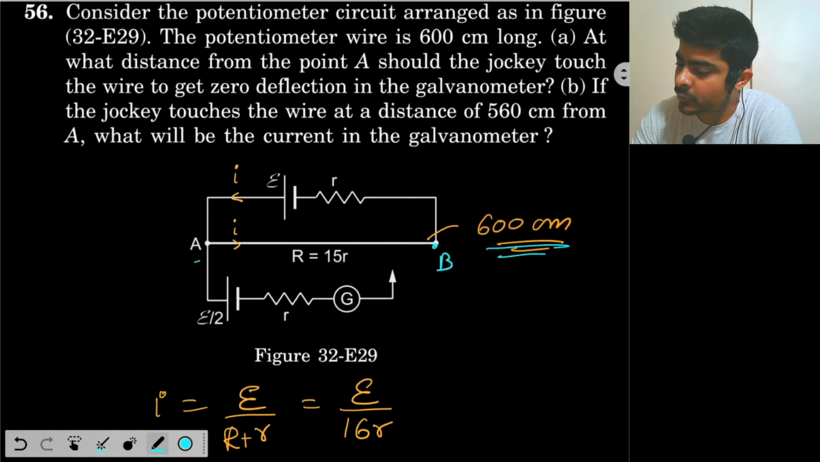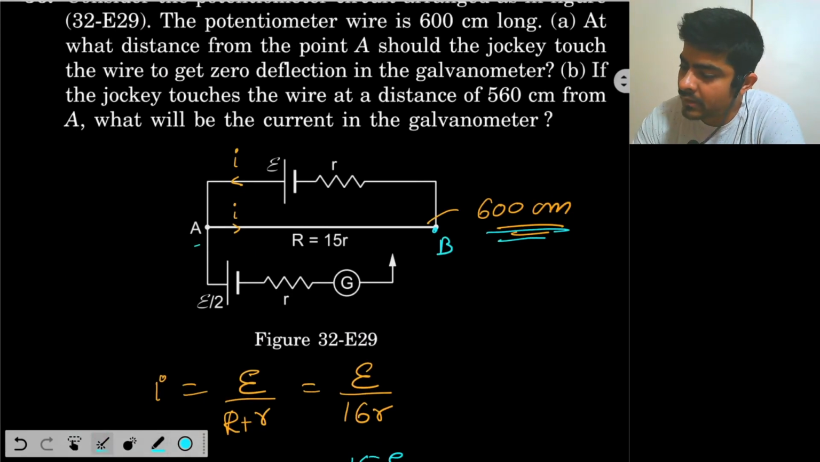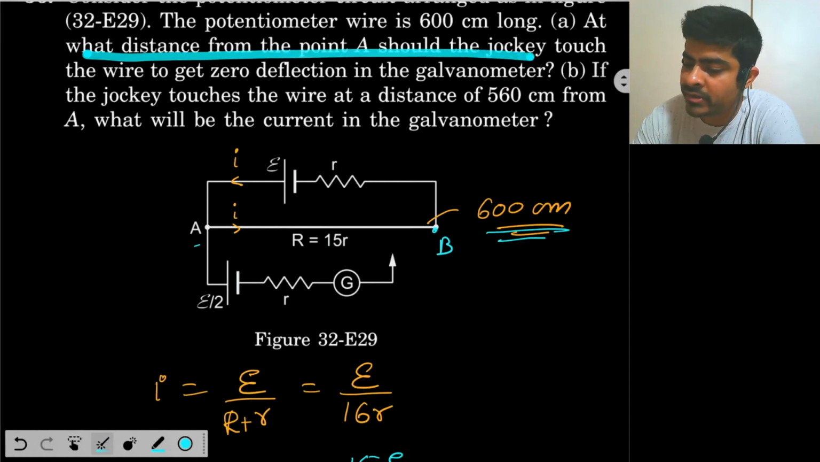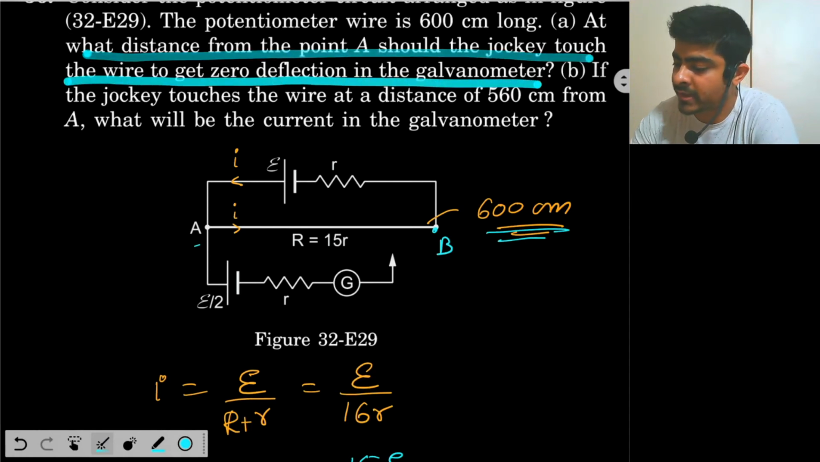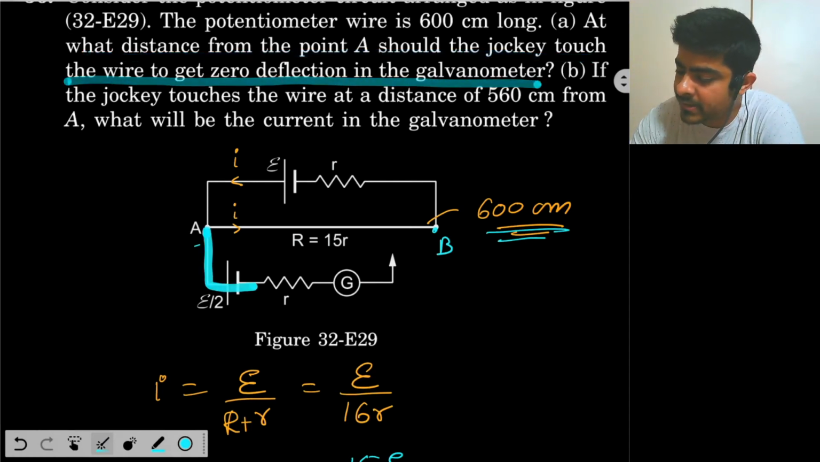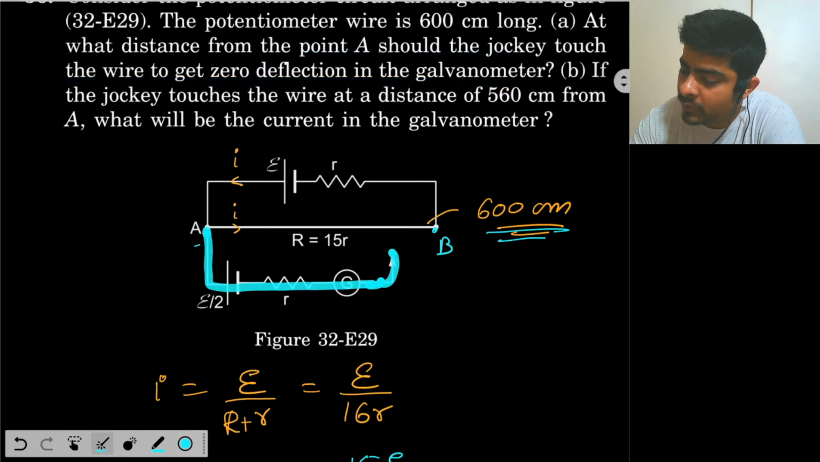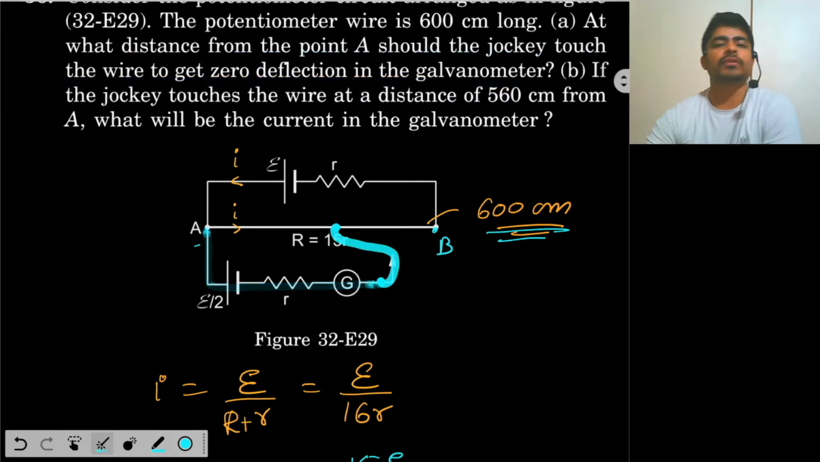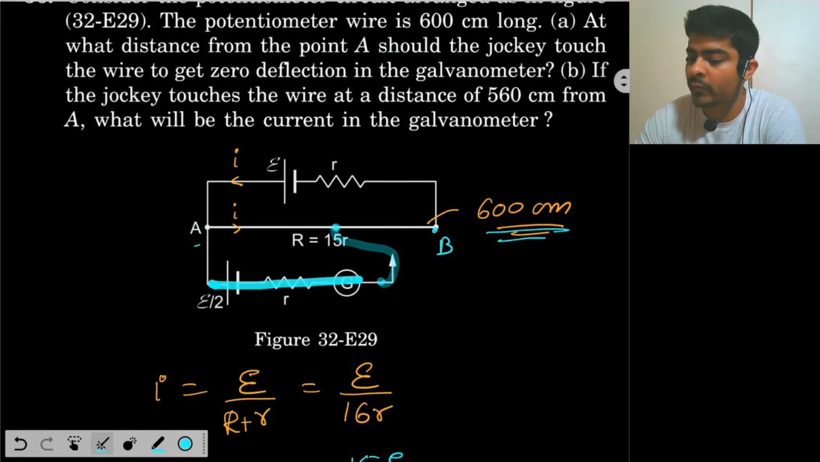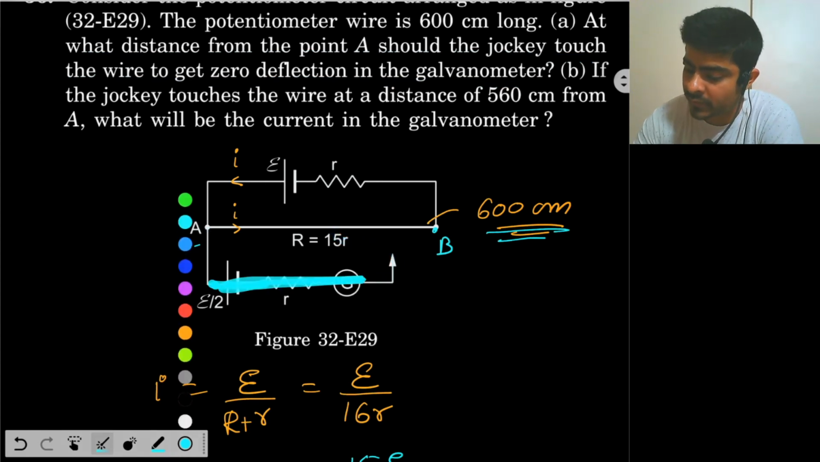Now they are asking in the question, at what distance from the point A should the jockey touch the wire to get zero deflection in the galvanometer? So here we have this circuit, this is another branch, and we want this jockey to touch somewhere so that the current over here is zero. Okay, current over here is zero.